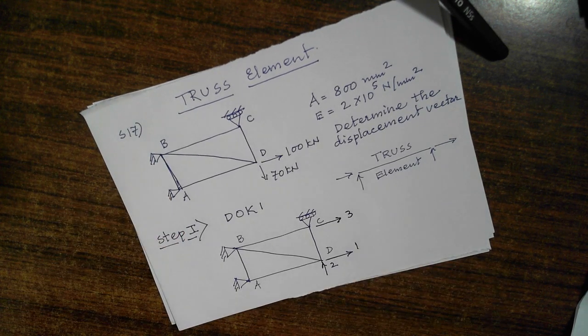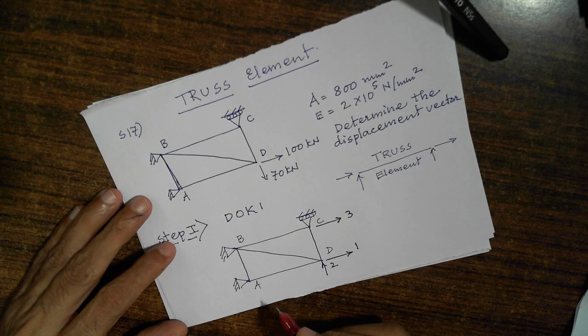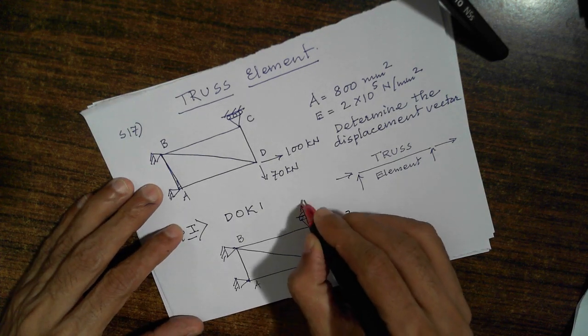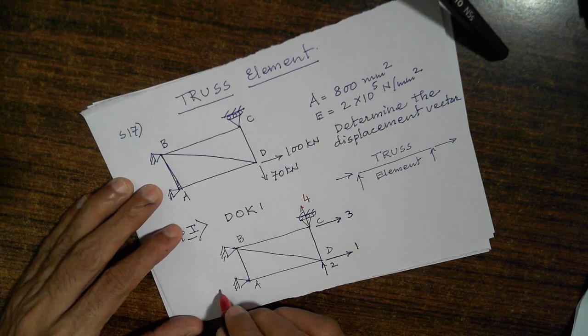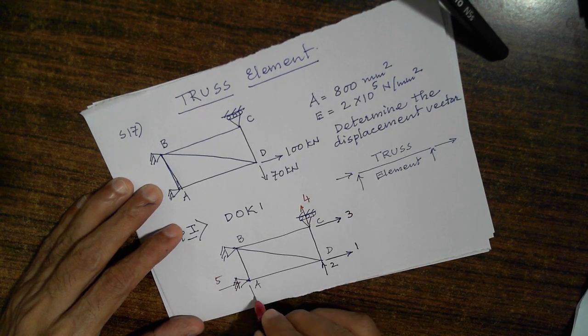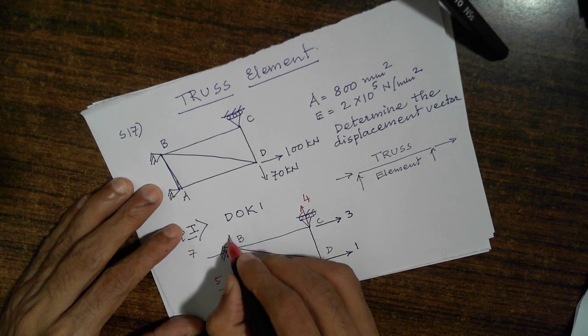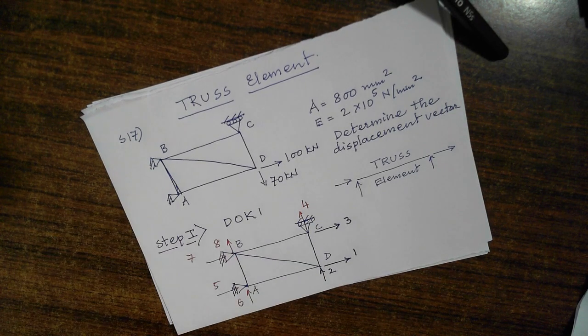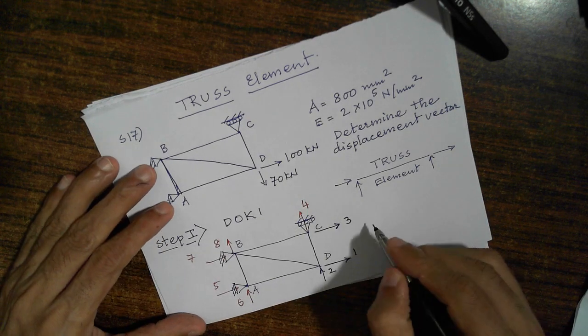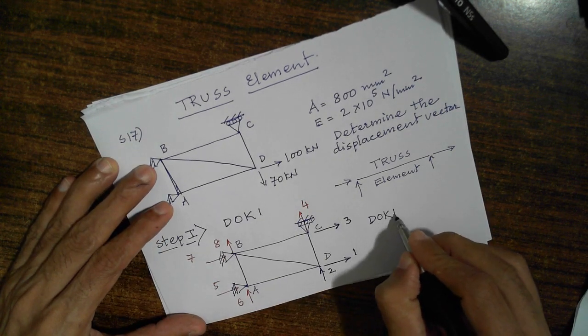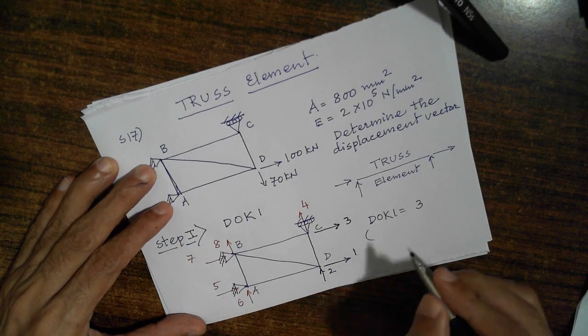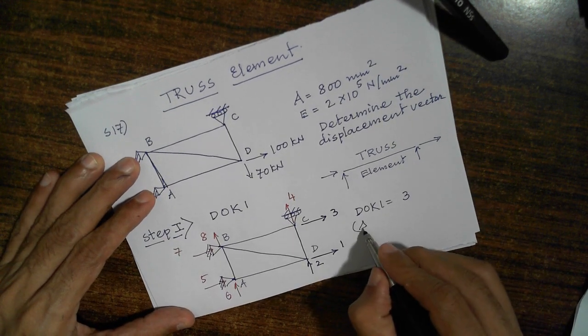These are the possible degrees of freedom. 1, 2 and 3, which are mentioned in violet color, are possible degrees of freedom. Now I will mention non-possible degrees of freedom: 4, 5, 6, 7 and 8. So degree of kinematic indeterminacy for this structure as a whole is equal to 3. And what are those degrees of kinematic indeterminacy?